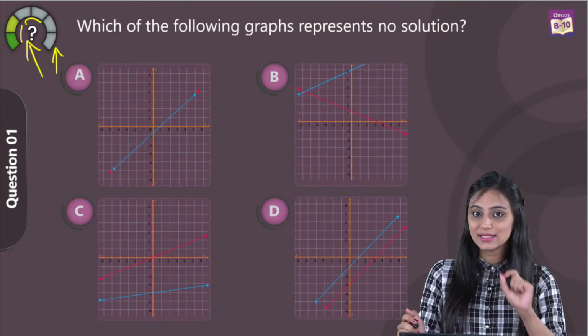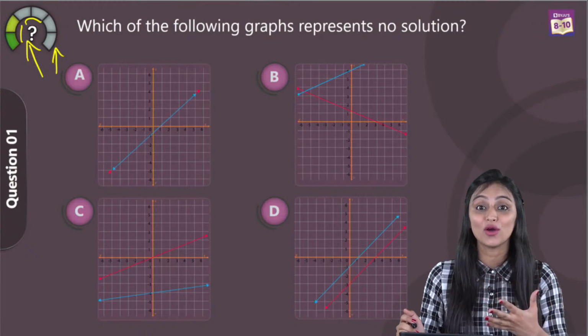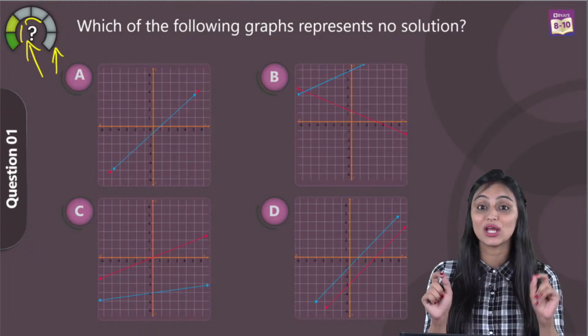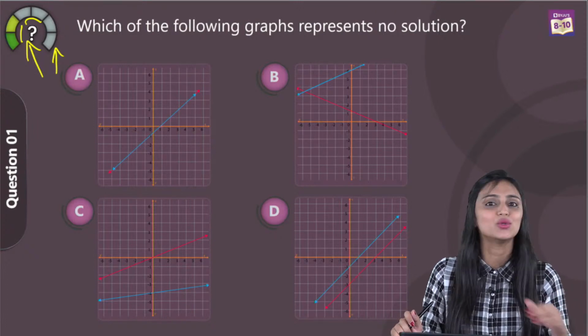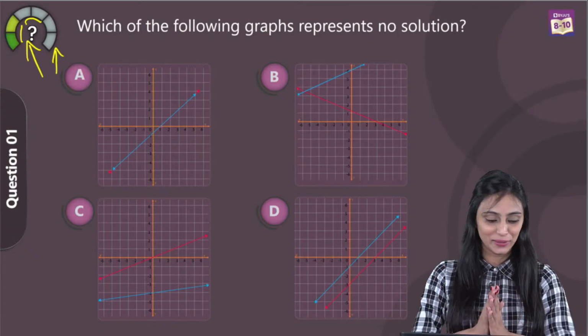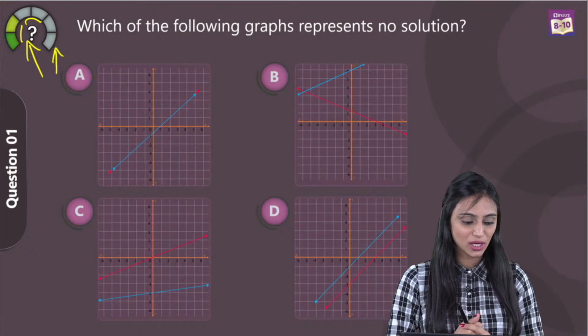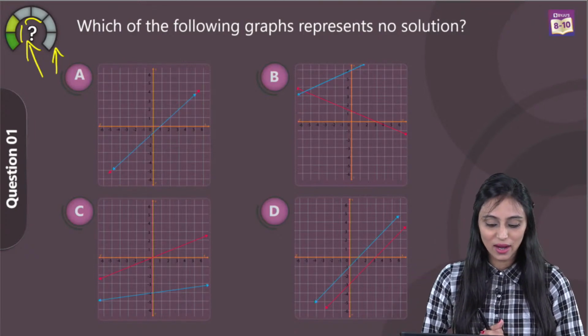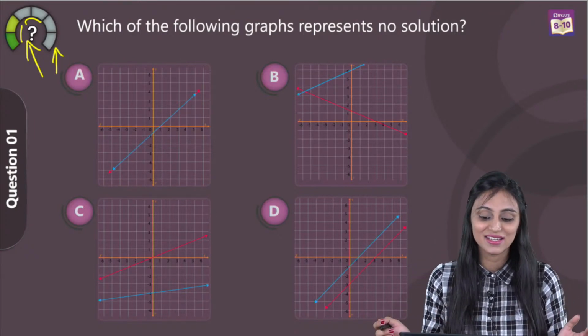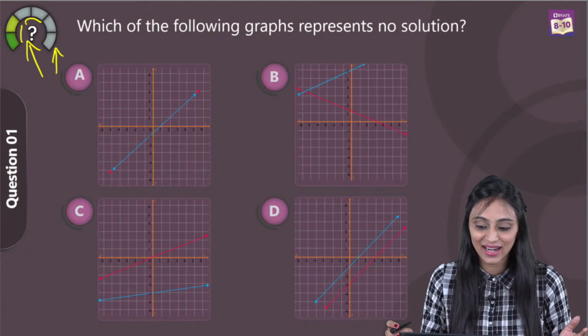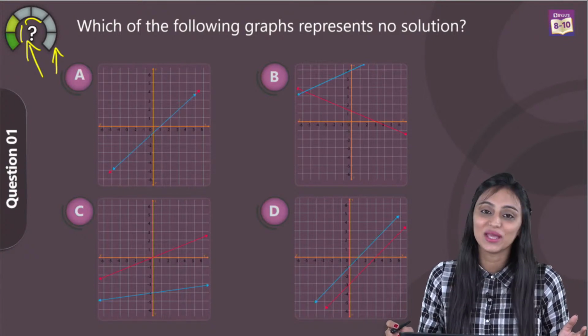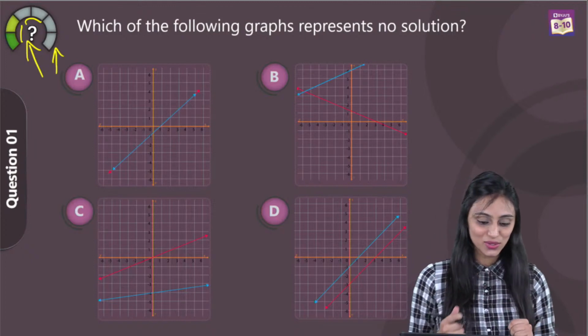Now once I start solving this question, I want each one of you to report your answers to me in the chat window below. Okay, and those who do not know how to solve this, they can follow me. Okay, so let's start with this question number 1. Which of the following graphs represents no solution? Okay, I can see some people have already started writing their answers. Okay, I'll come back to this. First, let's see how to solve this.